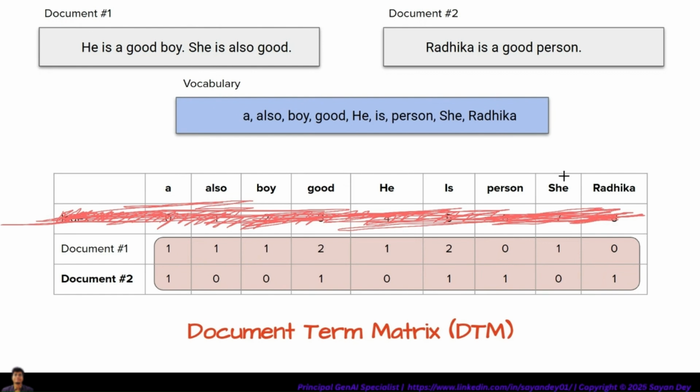So if you see the first row, document one, the word good has come two times because the word good has appeared two times here. See the second one, the word is has come two times because it has appeared two times here. And very interesting, the word person has appeared zero times because person is not there in document one. So you're simply measuring each and every document.